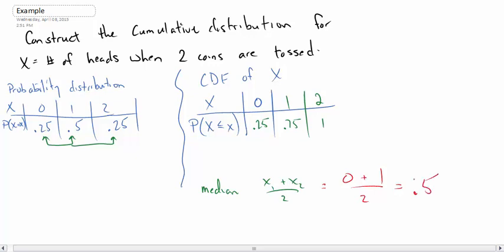0.5. And that is where I shall leave you today, ladies and gentlemen. In the next video, we're going to look at a very specific probability density function known as the binomial probability.